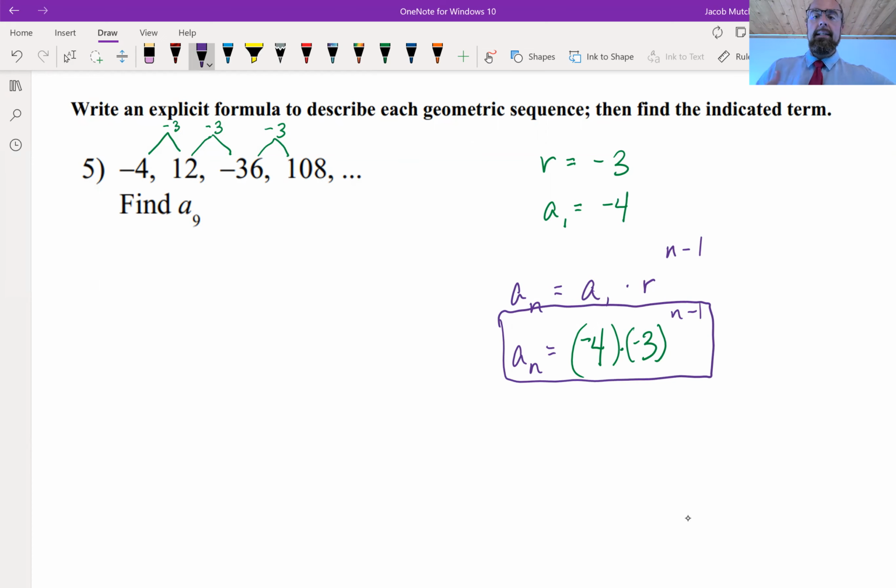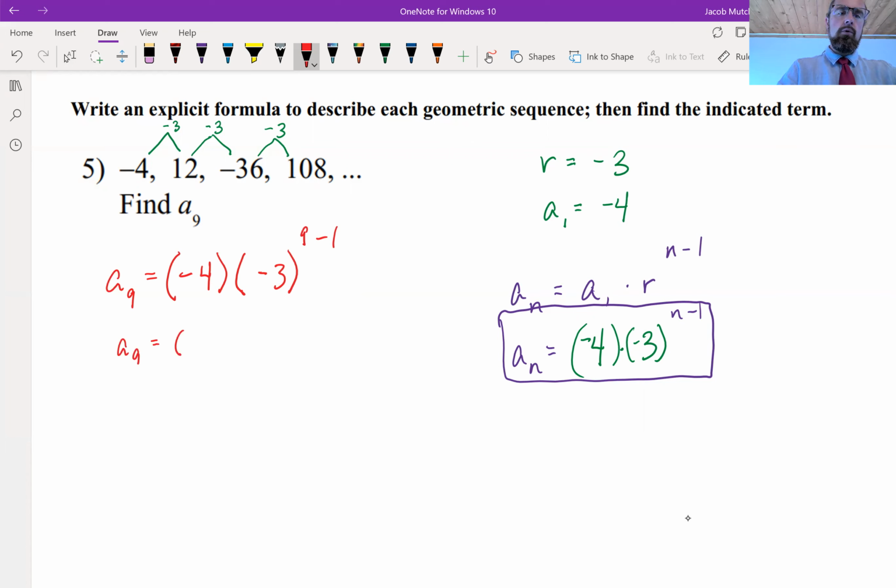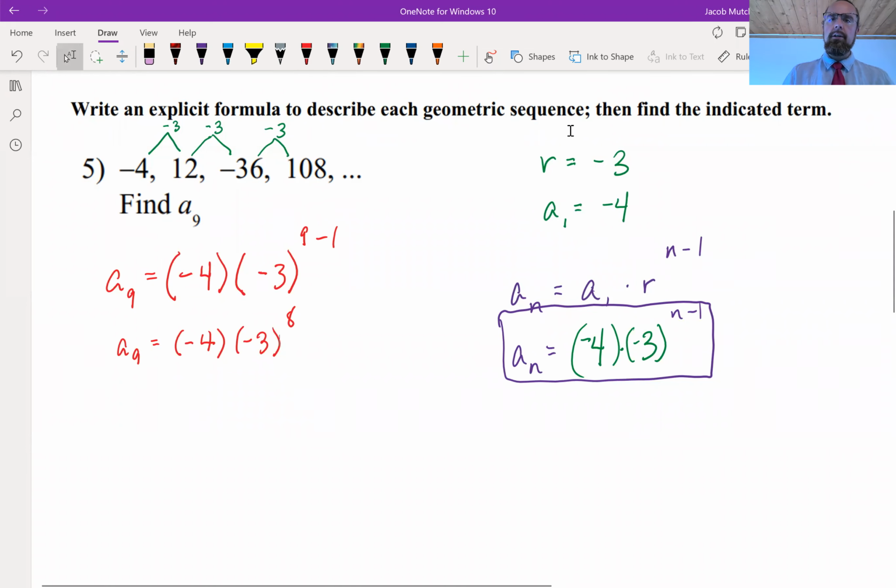Here I'm looking for the 9th term. So again, I'm going to pick up a sub 9 and set that equal to my explicit formula, -4 times the growth rate -3 to the power of n. I'm going to substitute in 9. I'm looking for the 9th term, minus 1. So our a sub 9 is going to be -4 times -3 to the power of 8. Again, we'll use the calculator to actually evaluate that number.